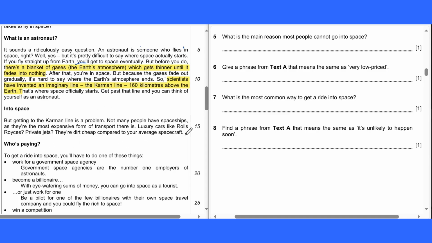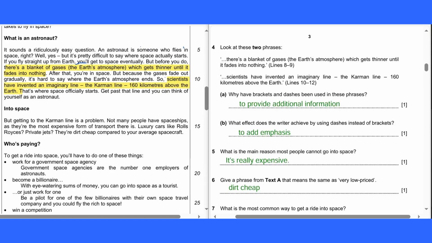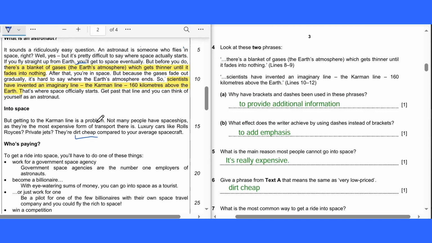Okay, let's reveal the answer, guys. So the correct answer is dirt cheap. Here. Okay, dirt cheap is in here. They are dirt cheap compared to your average spacecraft. So that is the same as very low price. Alright, let's move on to question 7.